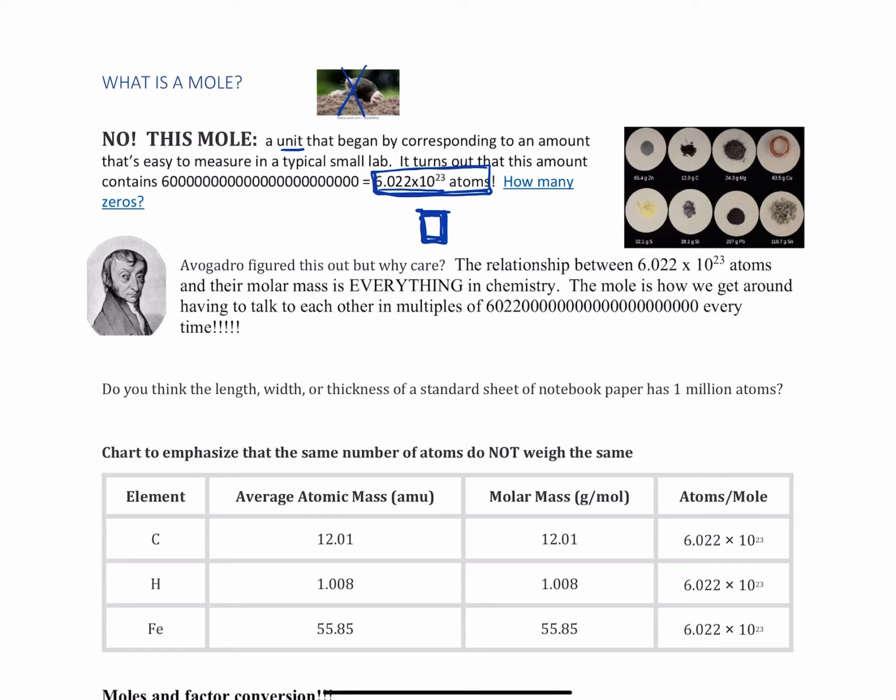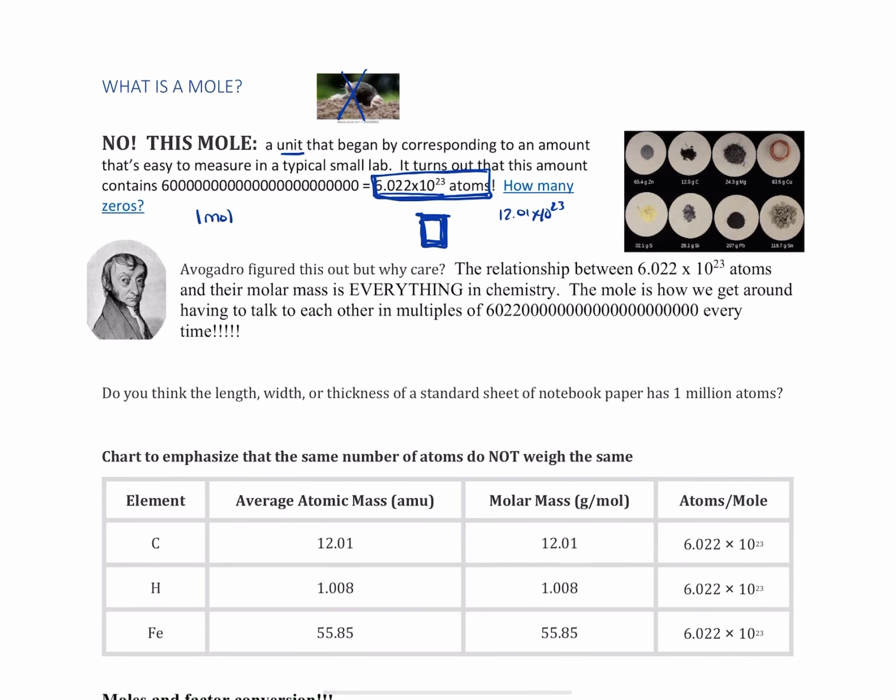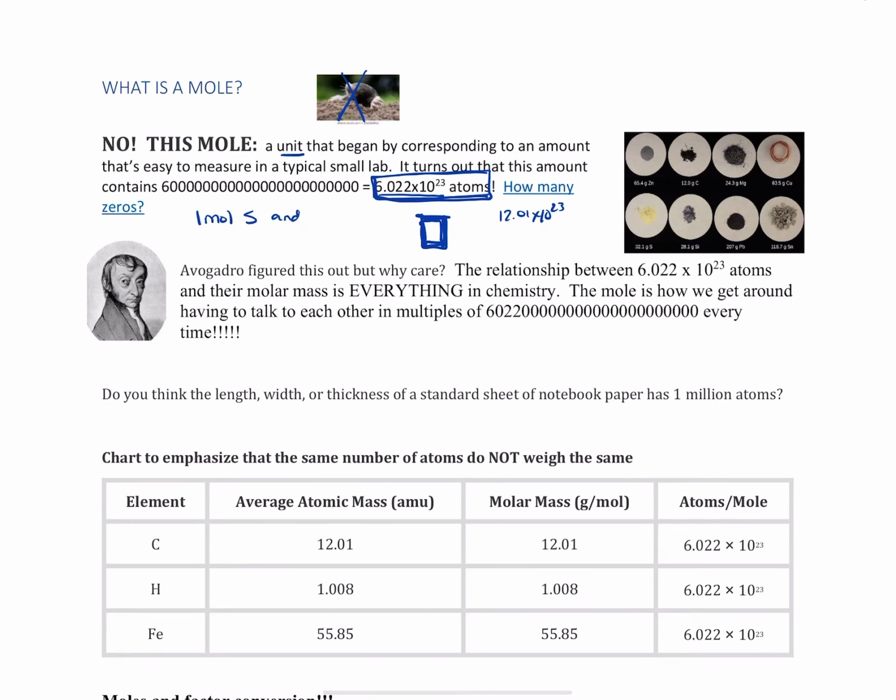So if we talk about things in terms of moles, it makes it a lot easier to see things like, oh, instead of it being 6.022 times 10 to the 23rd of one thing and 12.01 times 10 to the 23rd of something else, I'm taking 1 mole of sulfur and 2 moles of oxygen, and they're stuck together. It becomes so much more clear that I'm talking about SO2 rather than when I'm talking about atoms.